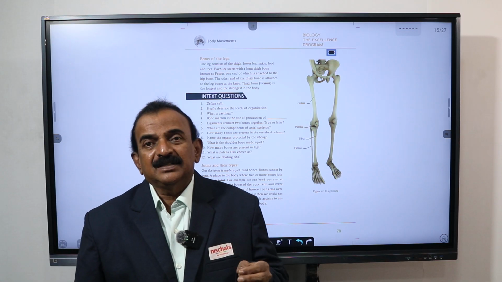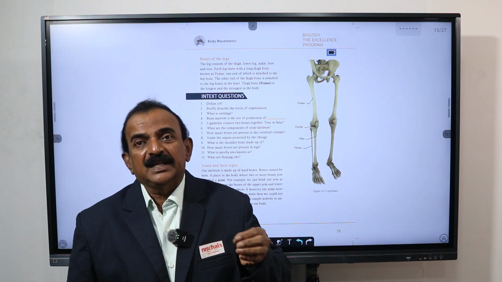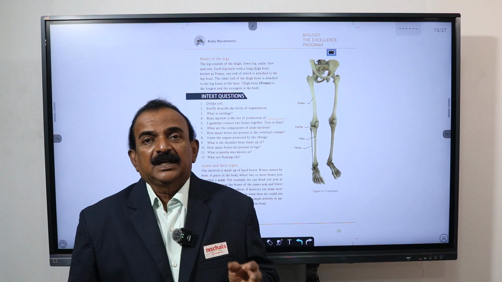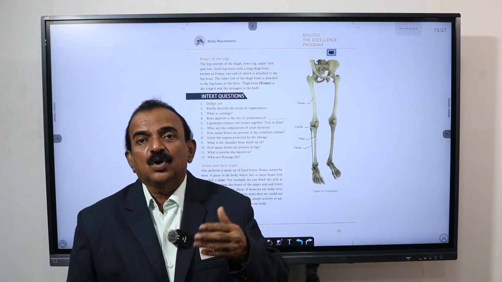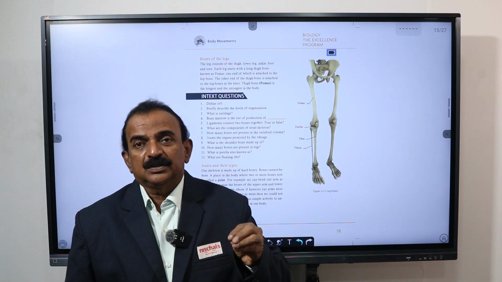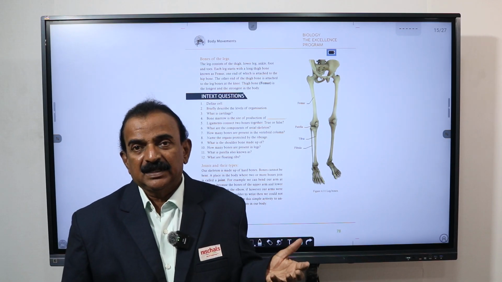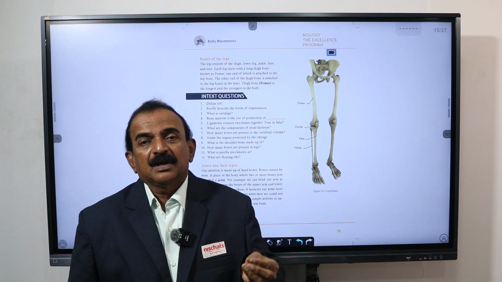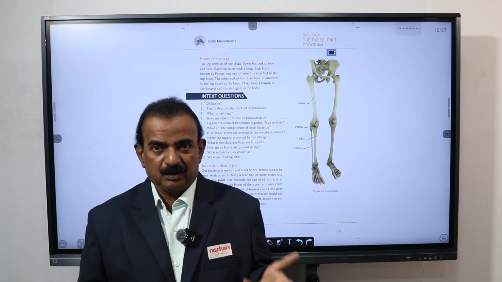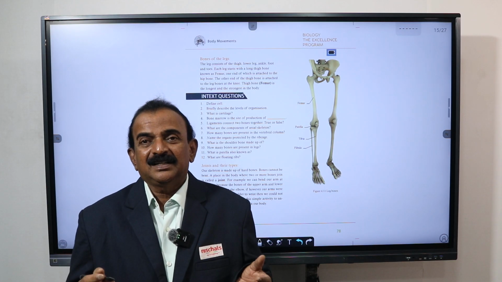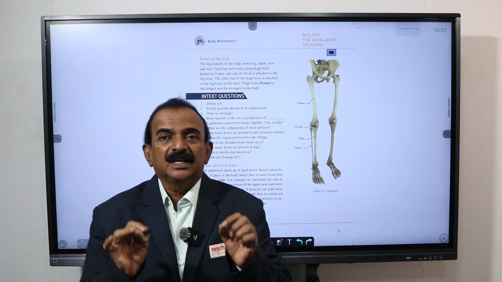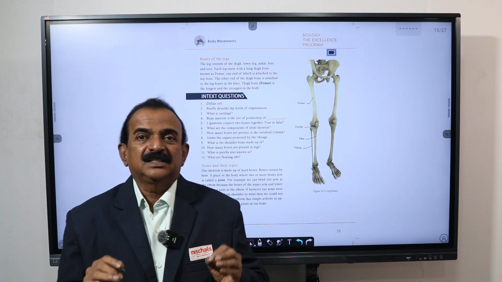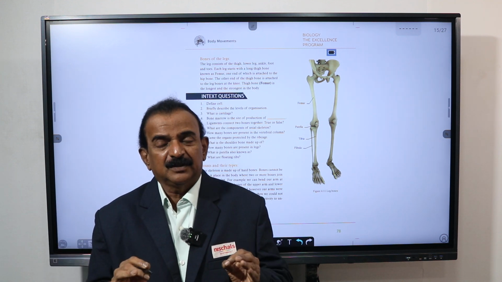The second is living organisms and their surroundings. The third chapter is getting to know plants. The fourth chapter is body movements. The fifth chapter is garbage in, also garbage out. And the glossary and index are there. So these are the chapters in our 6th class Mitchell's Integrated Biology textbook.